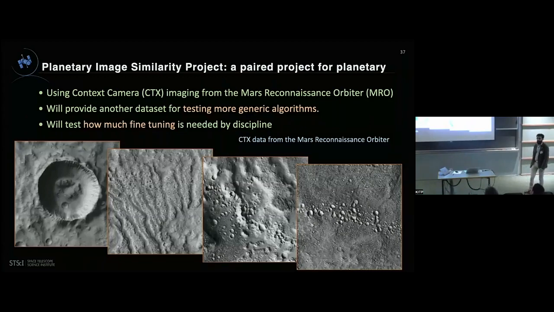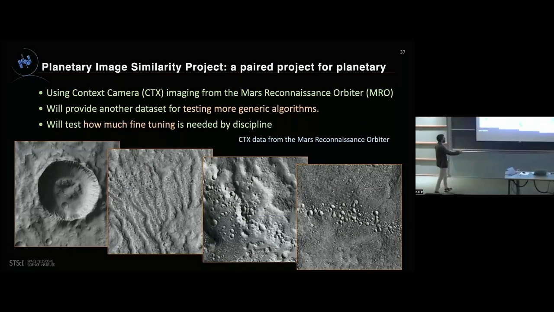We worked pretty closely with NASA SMD, who's really interested in data science, artificial intelligence, data-driven programs that are cross-division. So this is working with the planetary division, using the context camera on the MRO. And you can see these really beautiful images. I don't know anything about geology, certainly not about Mars, but these are pictures of Mars, I'm pretty sure. And what's cool about this is that we can test how much fine-tuning is needed by discipline, i.e. if a tool works really well with Hubble data, will it work very well with reconnaissance orbiter data too.